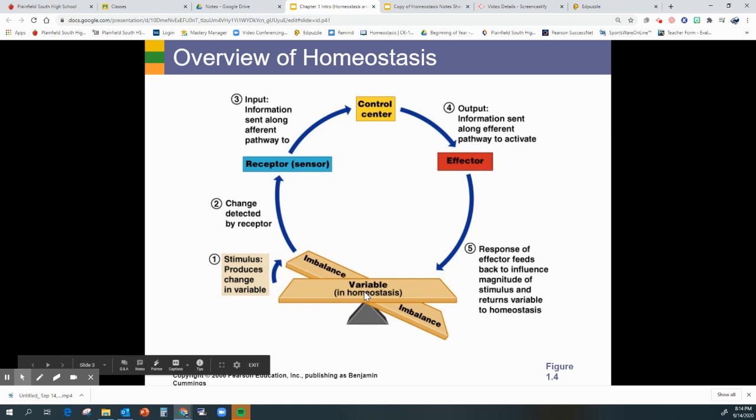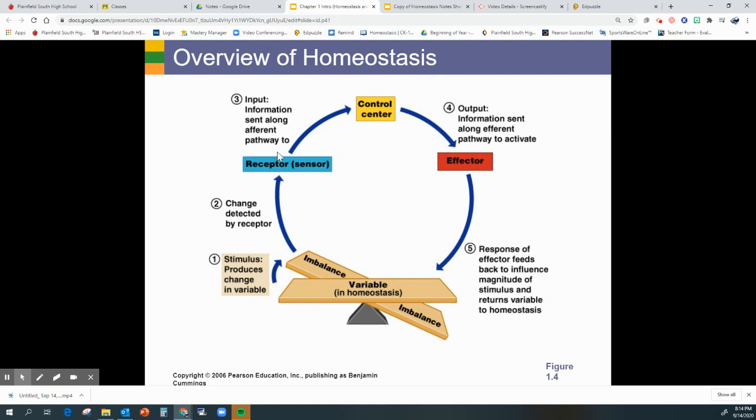So what'll happen here is when it becomes out of balance, there is some sort of stimulus that changes that. So if it's body temperature, if 98.6 degrees is what this balance point is, if it gets to 99 or 100, now we have a stimulus. That stimulus is going to be picked up by the receptor. In the case of our body temperature, our receptor is our hypothalamus. Our hypothalamus is in our brainstem. So that receptor in our brainstem picks up that our core temperature is above that 98.6 degrees.